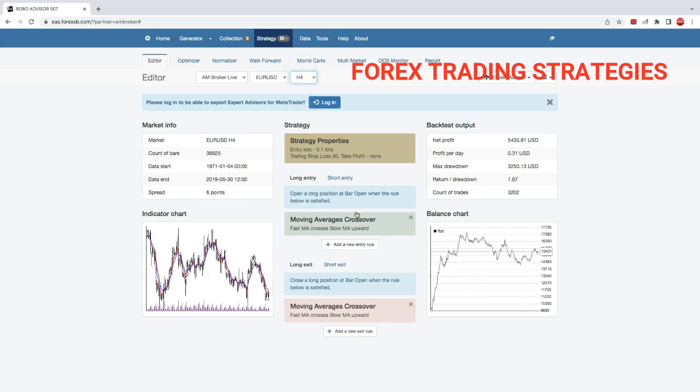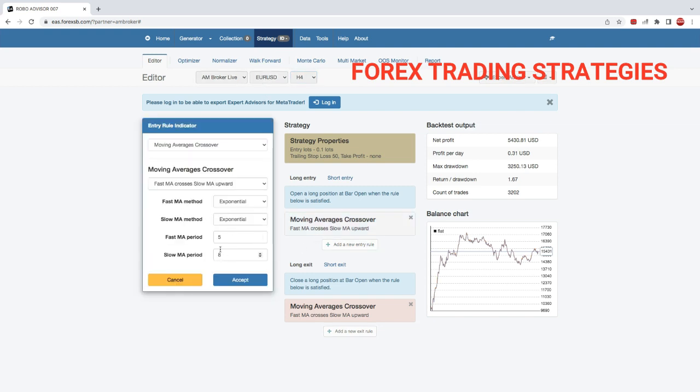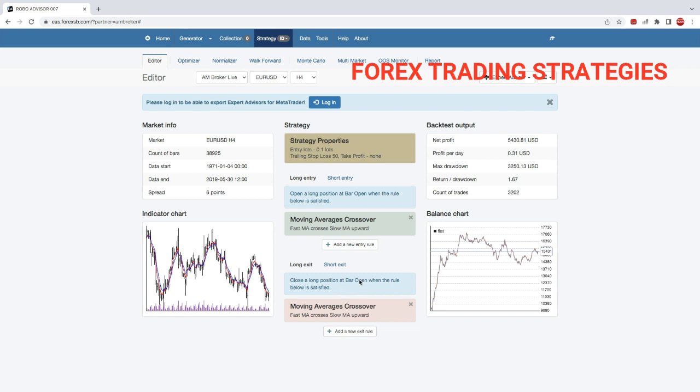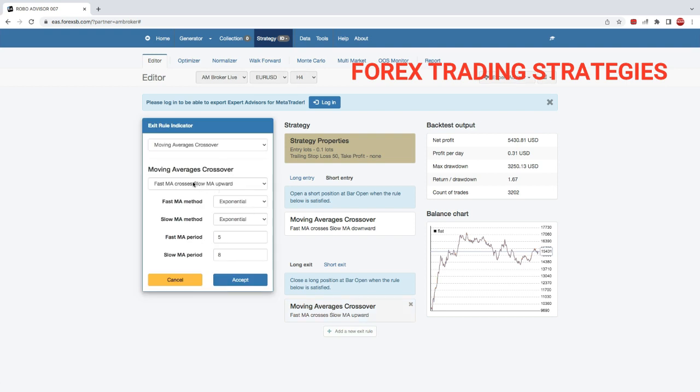So this strategy would have worked perfectly for the 4-hour time frame, Euro USD, using these settings if you are going to be trading the moving average crossover. By the way, let me just check something. Short entry, it's set correctly, and short exit, this one is set wrong. I've set it wrong. It needs to be downward. Maybe that's part of the reason as well.